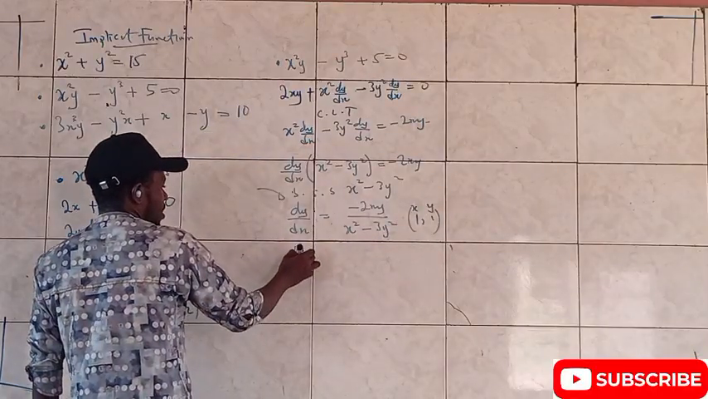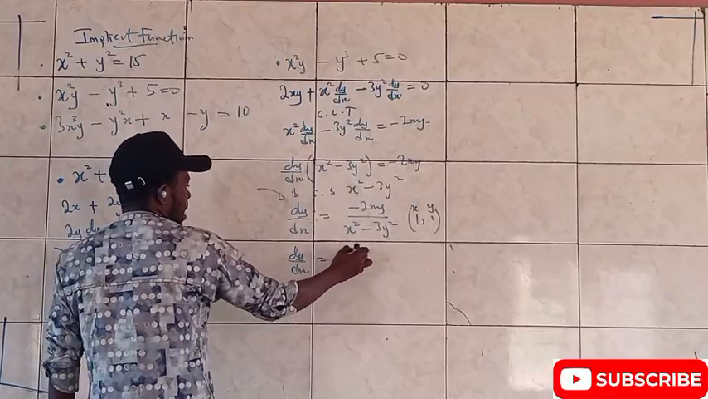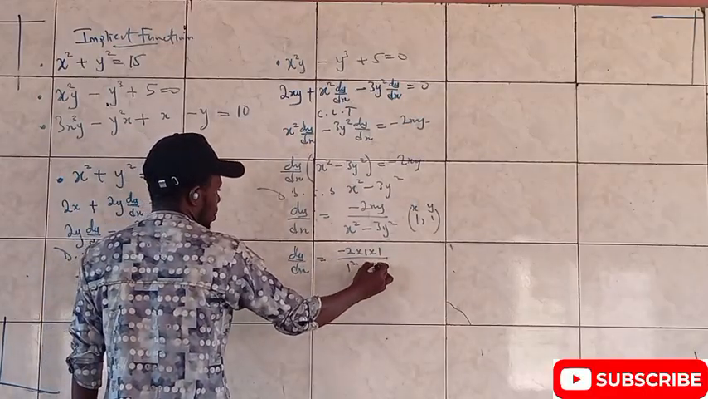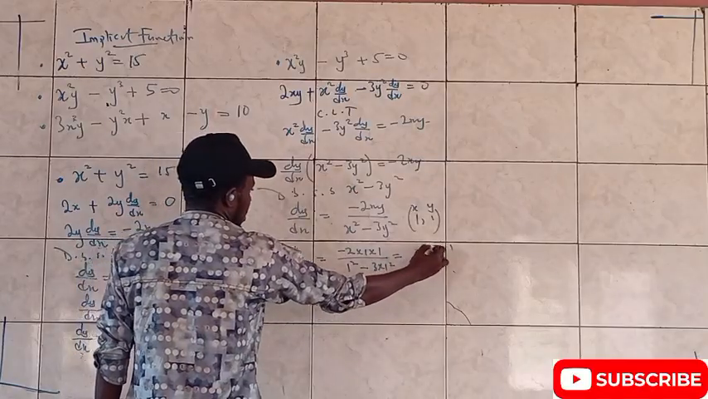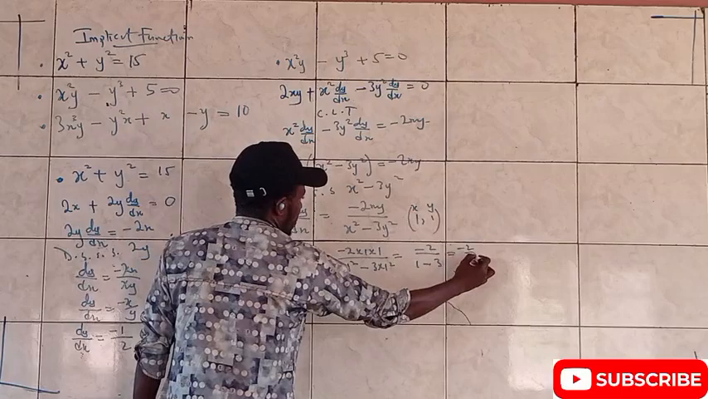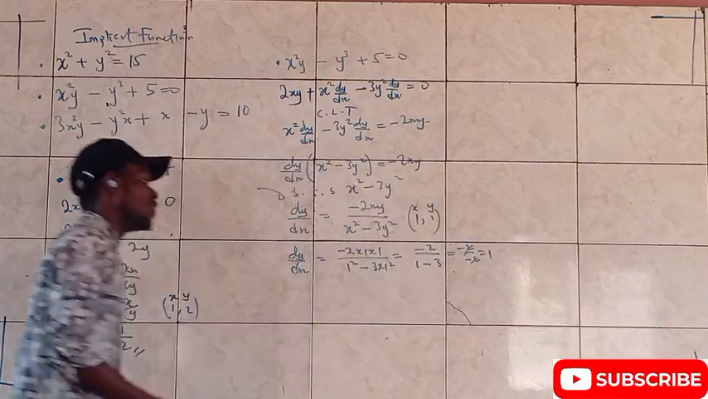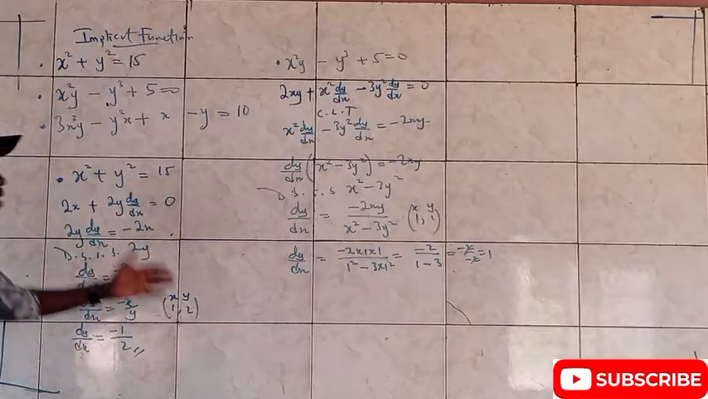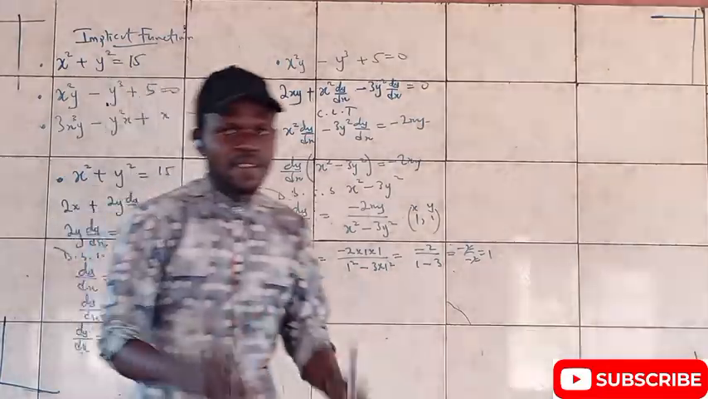So what does it give me? The dy/dx gives me minus 2 times 1 times 1 all over 1 squared minus 3 times 1 squared. That is minus 2 over 1 minus 3, and that is minus 2 over minus 2, which equals 1 eventually. And that is the mind behind it. It's beautiful, because you can think these kinds of things through and make it very, very beautiful.